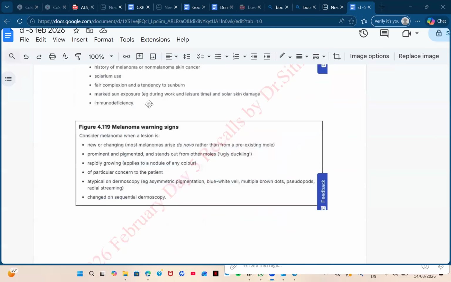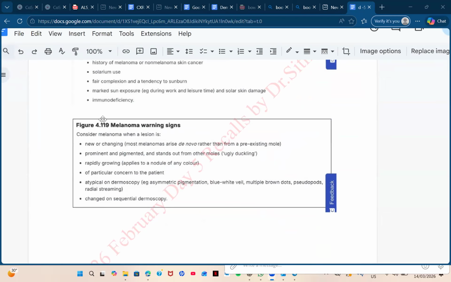And another thing you should know about the melanoma, these warning signs. So, what are those warning signs, doctors? Yeah, AMC is like a favorite topic, melanoma. So, what are the warning signs? These are very important because from this part we have to decide the treatment.